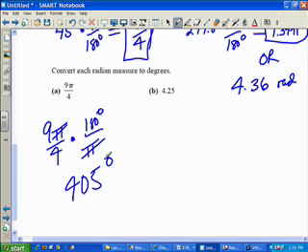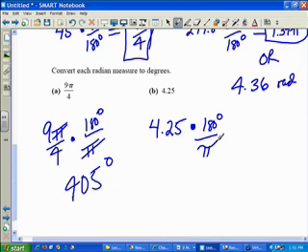Letter B. Well, we're going to take 4.25 radians and multiply that by 180 degrees over pi. Now this time, our angle measure in radians wasn't in terms of pi. So there will be no pi's canceling out here.